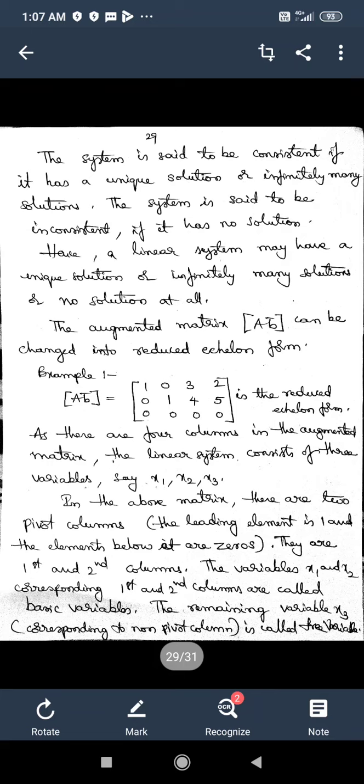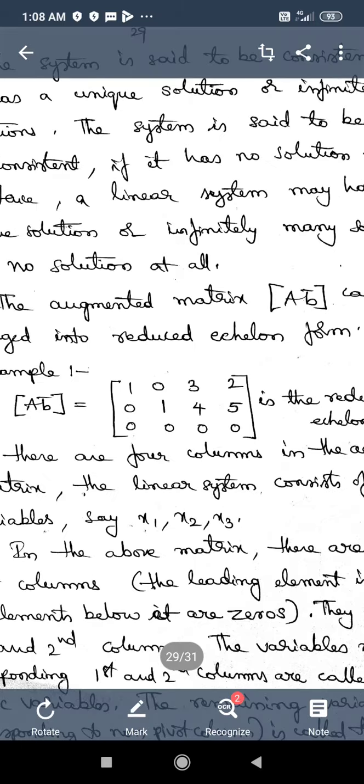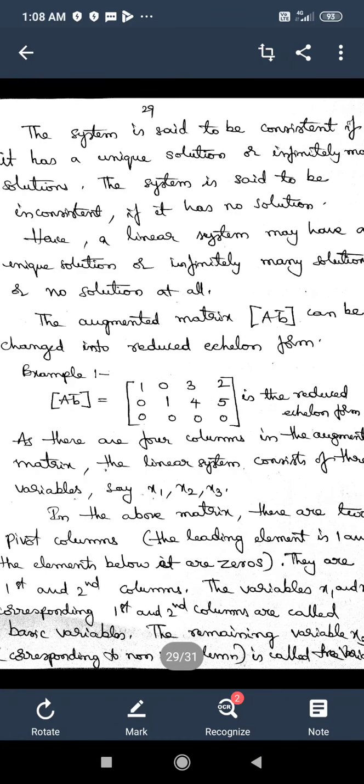Infinitely many solutions means at a time x1 may take infinitely many values. The variable x2 may also take infinitely many values. Then we say that the system has infinitely many solutions. And there is one more choice left over: the system is said to be inconsistent if it has no solution at all. Hence, a linear system may have a unique solution, or infinitely many solutions, or no solution at all.